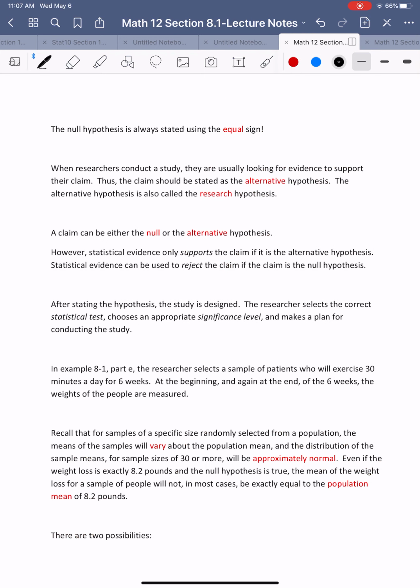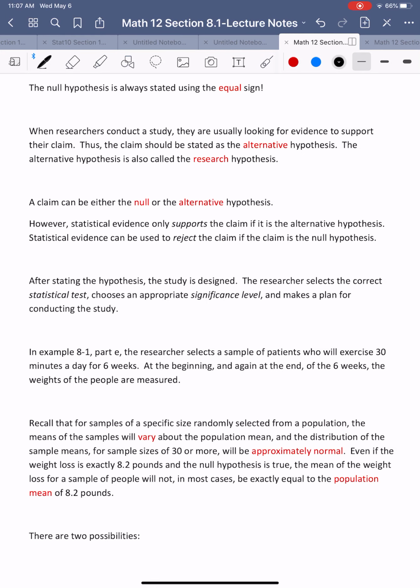All right, let's look at the next page. Null hypotheses are always stated using the equal sign, as you notice. When the researcher conducts a study, they are usually looking for evidence to support their claim. Thus, the claim should be stated in the alternative hypothesis. The alternative hypothesis is also called the research hypothesis. So a claim can be either a null or an alternative hypothesis. However, statistical evidence can only support the claim if it is an alternative hypothesis. The statistical evidence can be used to reject the claim if the claim is a null hypothesis.